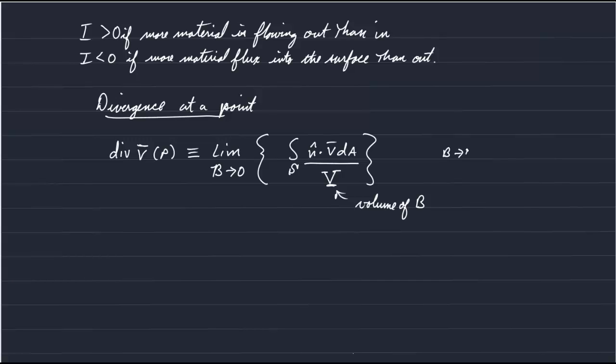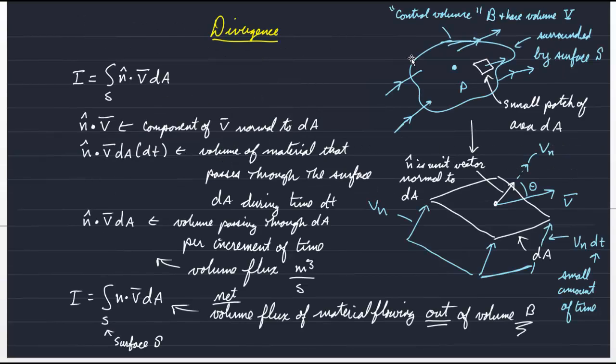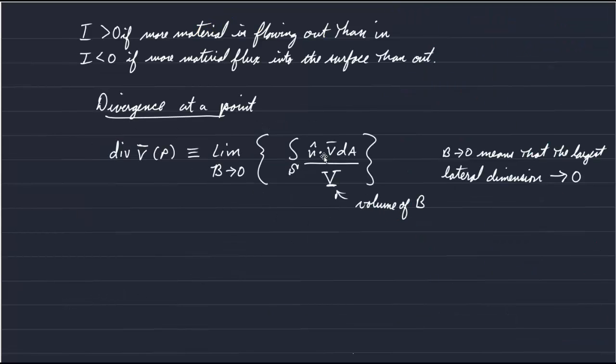And B going to 0 means that the largest lateral dimension goes to 0. So again, B is this arbitrarily shaped volume around P. The divergence is the integral of the net volume flux through this surface, but as the largest lateral dimension collapses to 0. So it's basically a surface directly surrounding a point, and it's infinitesimal in any lateral dimension.